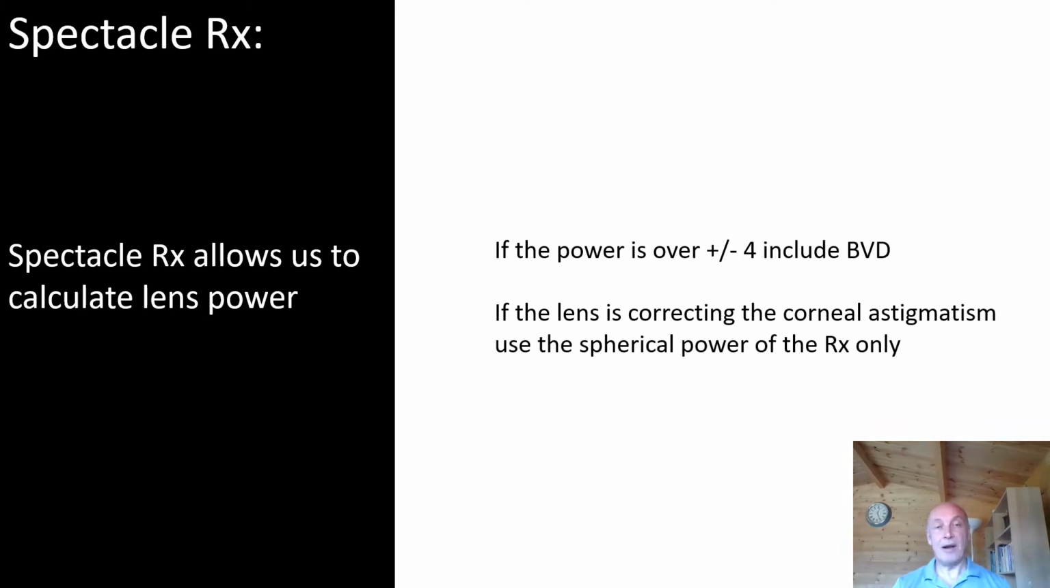So we calculate the power of the lens from the spectacle prescription. If the lens is going to correct the corneal astigmatism, then we only need the spherical part of the prescription. So if the cyl power and the keratometric astigmatism match, we just purely use the spherical power of the prescription.